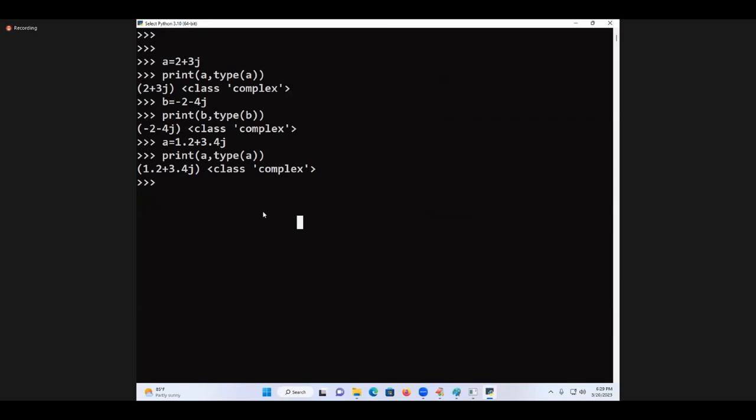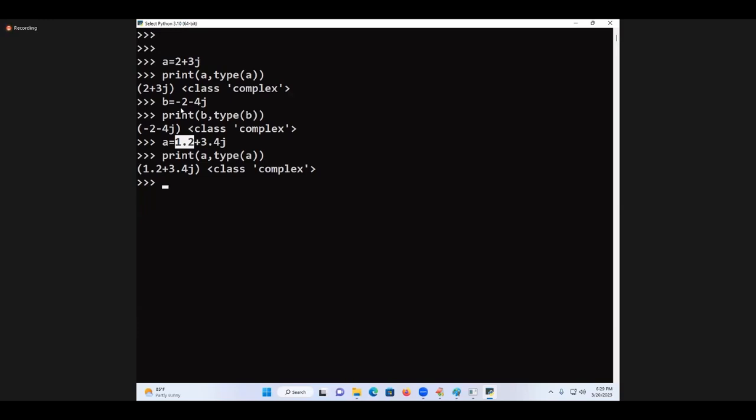Once again, I'm going to continue. The real and imaginary parts are actually what? Float. In place of float, it will allow what also? Int. Every int is a subset of what? Float. But float is not a subset of int.